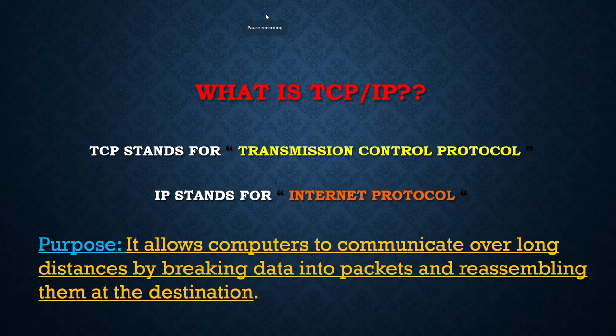and the second PC is receiving the data as packets, because PC1 is sending the data in the form of TCP or IP. In this, TCP is breaking the data into packets and reassembling it at the destination. Okay, we have discussed this, next page.